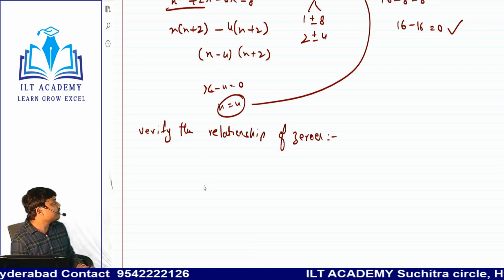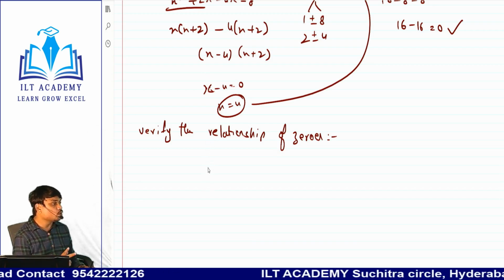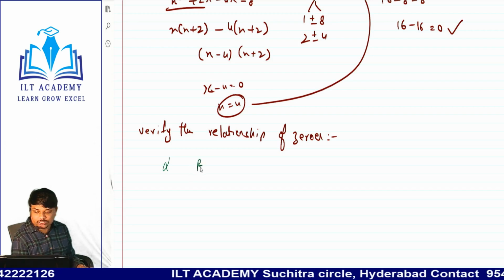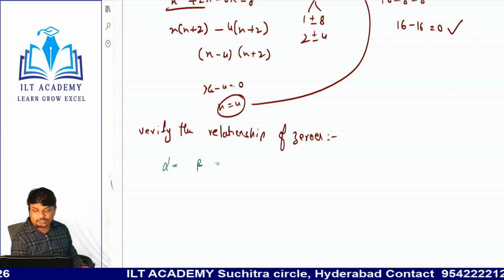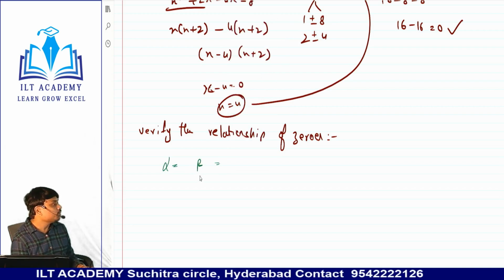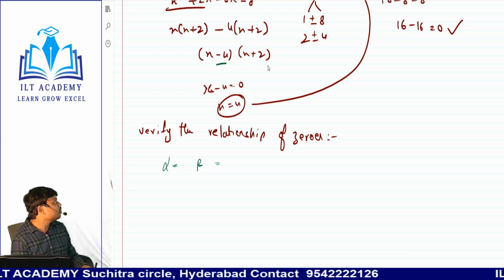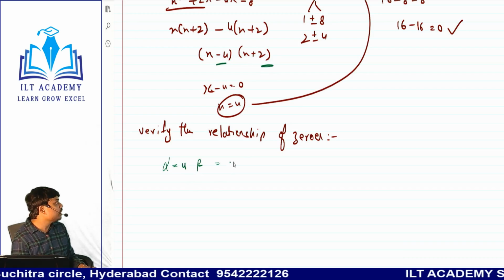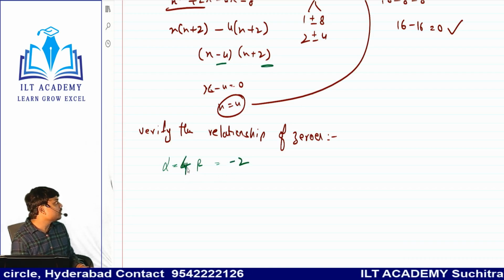Now we are having two roots, or two zeros. One zero we can take as alpha, and another zero we can take as beta. Clear? Now what are the two zeros? One is 4 and another one is minus 2. It is very very important.